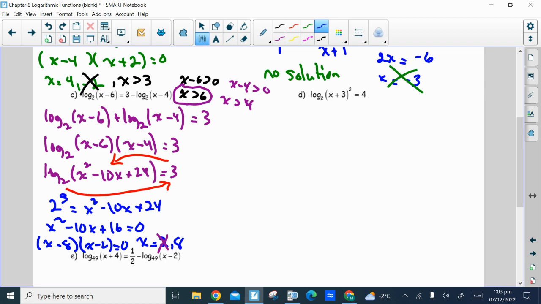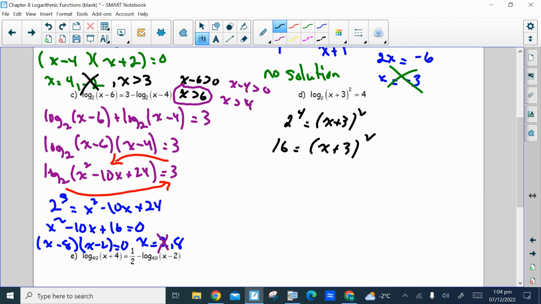Question D. In this case, we've already got the left side expressed as a log, the right side just as a number. So we can go straight to the step where we convert from logarithmic to exponential. Start with the base and cycle through. So 2 to the 4th, which is 16, equals x plus 3 all squared.